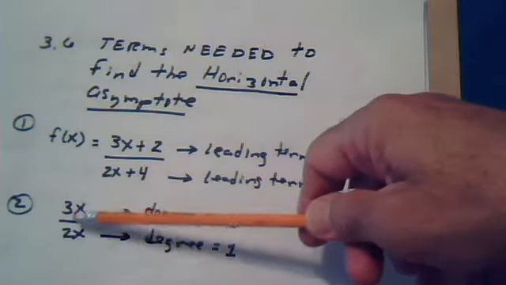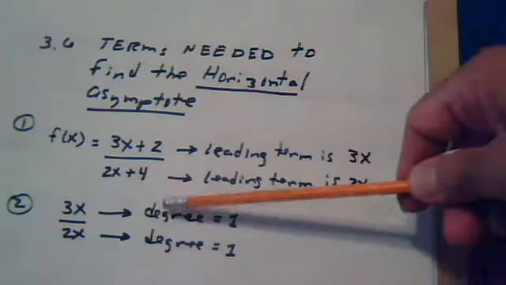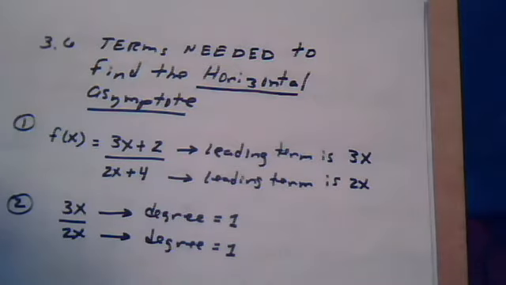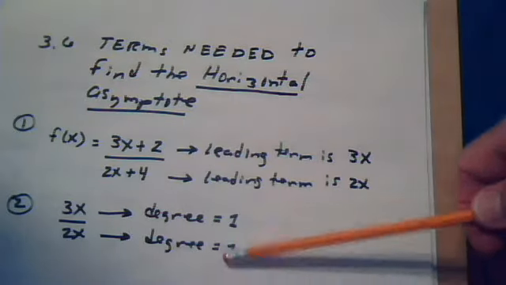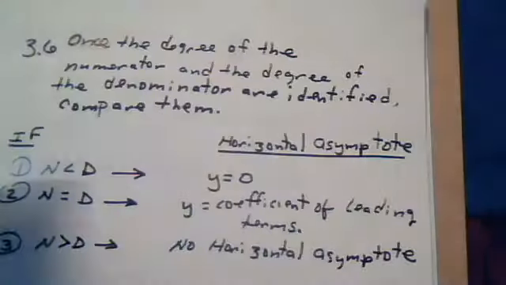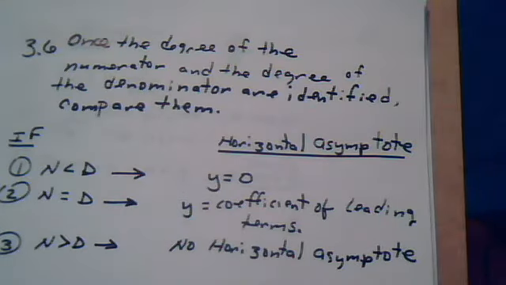Now that you've identified the leading terms, identify their degree. The degree is the highest power on the variable. So both of them have a degree of 1. Once the degree of the numerator and the degree of the denominator are identified, compare them.